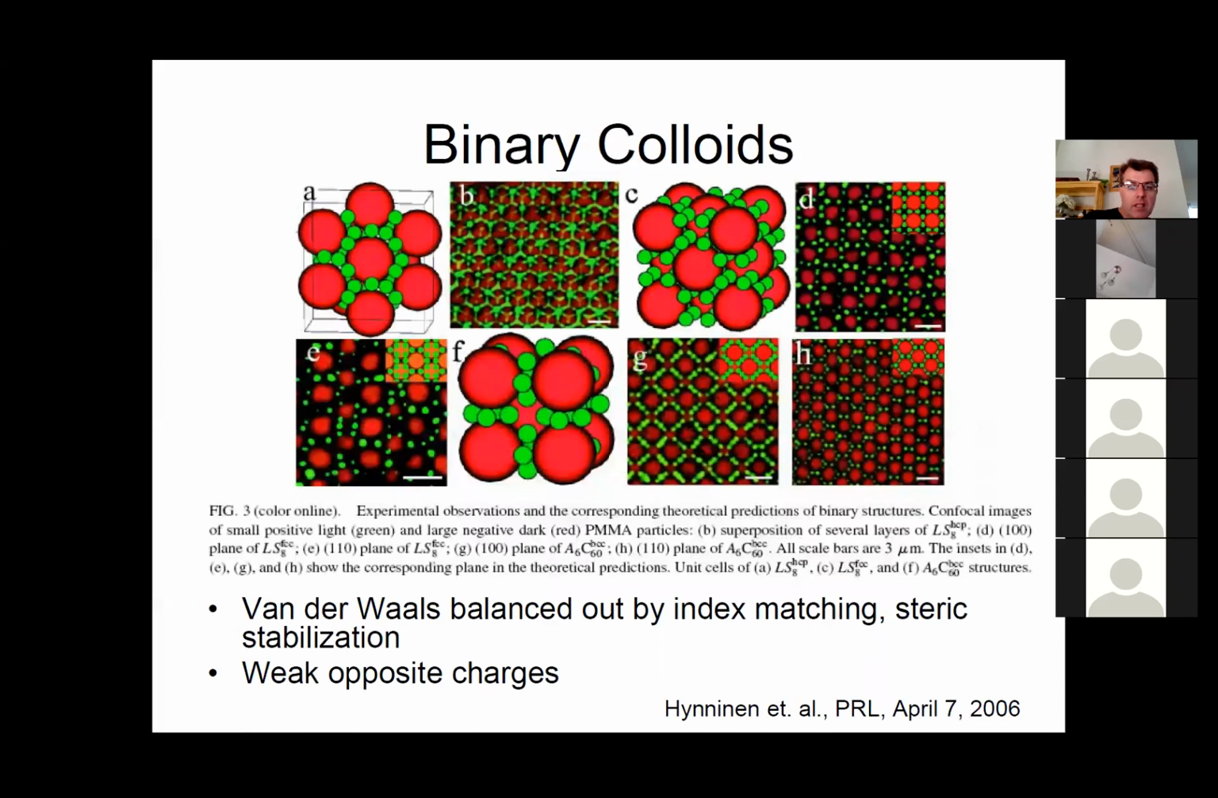Now, who says that the particles, these are called colloids, suspensions of little solid particles in water, need to be all the same size? People found that they could make all sorts of interesting symmetries if they used binary colloids. They could arrange things into different structures.